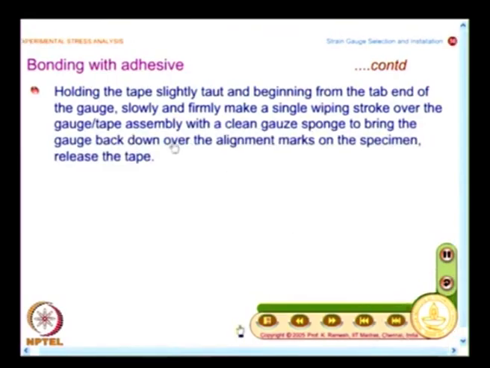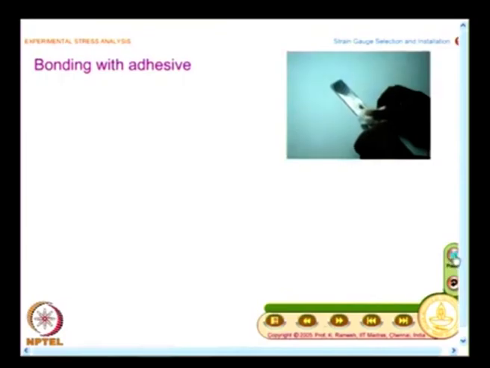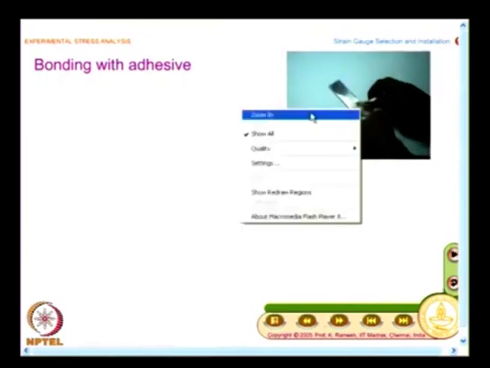So, what you need to do is, holding the tape slightly taut and beginning from the tab end of the gauge, slowly and firmly make a single wiping stroke over the gauge tape assembly with a clean gauze sponge to bring the gauge back down over the alignment marks on the specimen and release the tape. I will show the animation, this idea will become very clear. And this is what you see here.